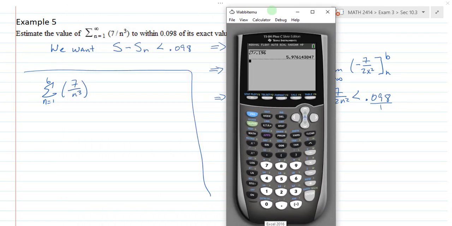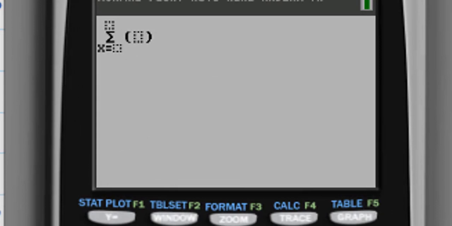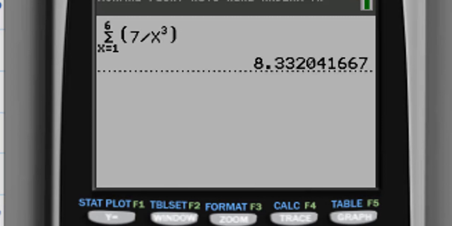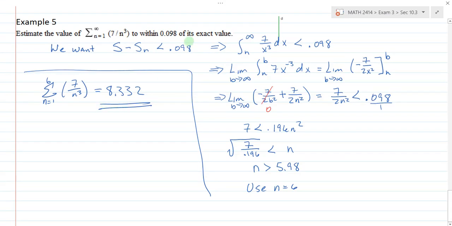Fortunately, our calculators will handle finite sums. If you hit math, go down to summation, it's number 0 underneath math. I'm going to use x for my variable, and x is equal to 1 to 6 of 7 divided by x cubed. And we see that the sum is approximately equal to 8.332. And this would be within a tolerance of 0.098. That's how you would approximate the sum of an infinite series if you know some tolerance. And this wraps up section 10.3.